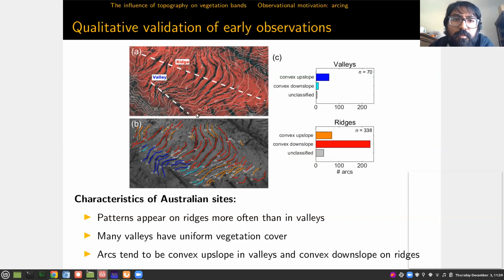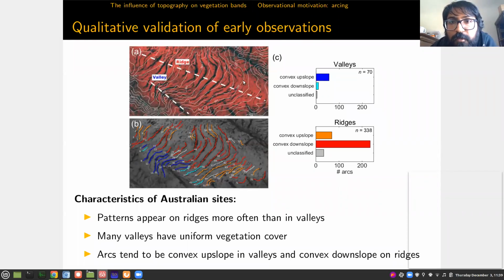And what we noticed is, Luke started looking at these images, and based on the elevation, he identified ridges and valleys. In these ridges and valleys, he looked at the vegetation bands and their curvature to see if they were curved convex upslope or convex downslope, okay?